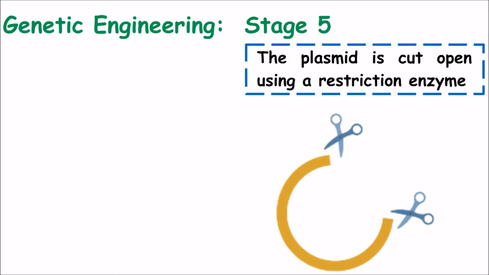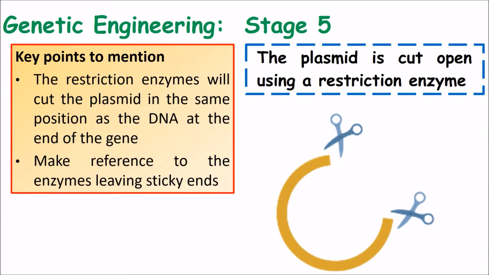Once the plasmid has been extracted, it is cut open using restriction enzymes. The restriction enzymes will cut the plasmid in the same position as it cuts out the gene. Again, you may want to make reference to it leaving sticky ends to allow the gene to be stuck into it more easily.